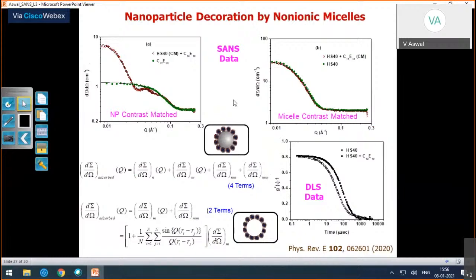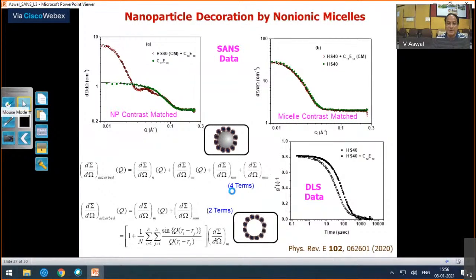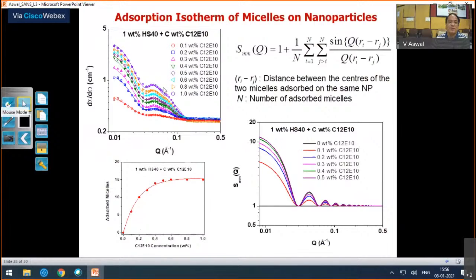Particles, and if they are not contrast matched, then you have 4 terms. As nanoparticles, then you are left with only 2 terms. So this simplifies your analysis, because in this case you have to model for 4 terms, but in this case you need to model only for 2 terms, and your analysis becomes easier. Your fitting parameters will be fewer in this case. And this is what the data has been fitted in detail.